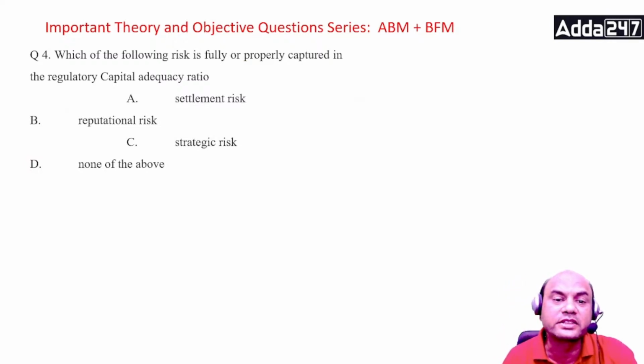Which of the following risks is fully or properly captured in the CRAR? Now, earlier not captured, now which is captured? So: settlement risk, reputational risk, strategic risk, and none of the above.